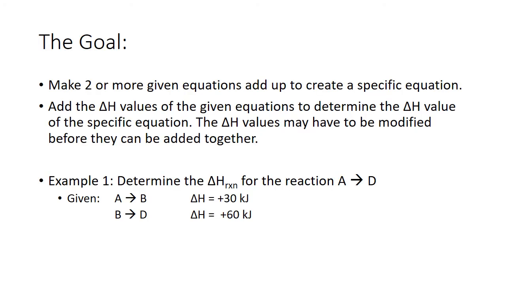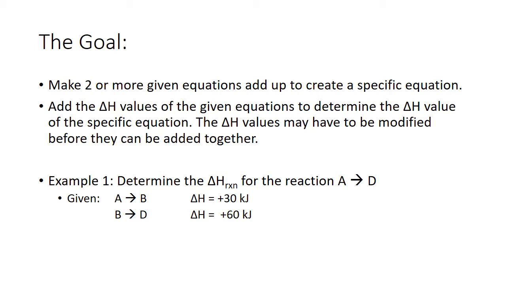So the goal of Hess's Law puzzles is to make two or more given equations add up to create a specific equation. Then you can add the delta H values of the given equations to find the delta H value of that specific equation. You may have to modify the delta H values before they can be added together.